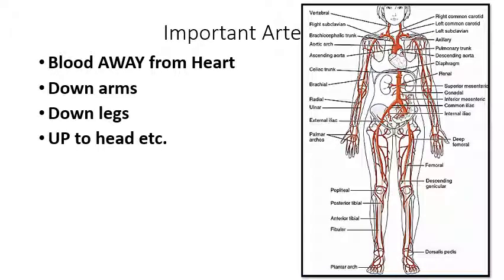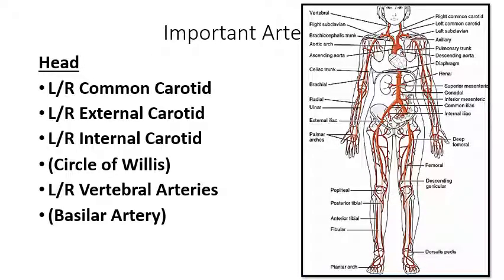Okay, so remember that our arteries take blood away from the heart, and they take blood up to the head, down to the arms, and down to the legs. Right, so blood is flowing upwards through arteries to the head, it's flowing downwards to the arms and legs. Okay, so starting with the head, we have a left and a right common carotid artery, which travel up the neck to the brain. Each of the common carotid arteries bifurcates into an external carotid artery that sends blood to the face, basically, and an internal carotid artery that sends blood to the brain.